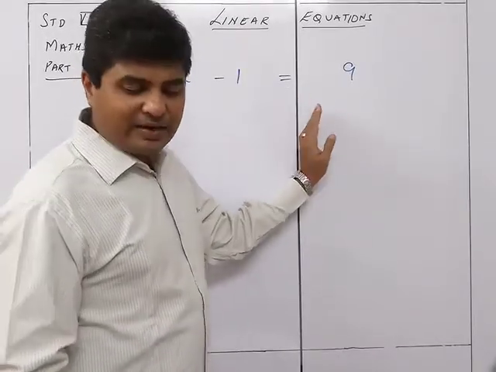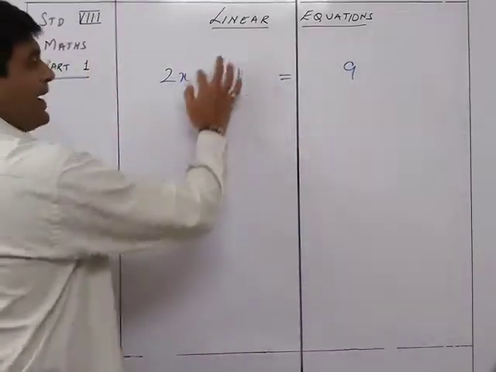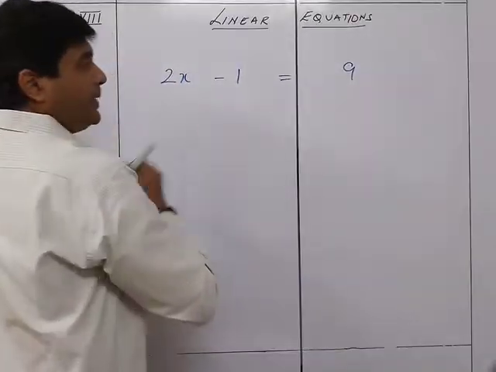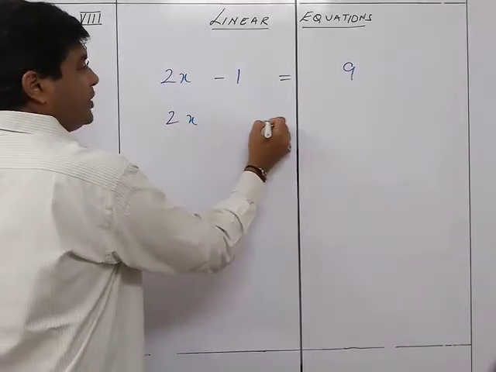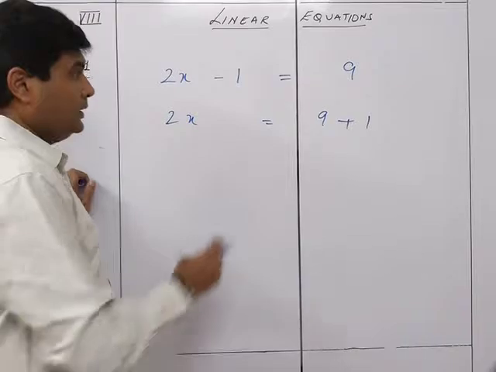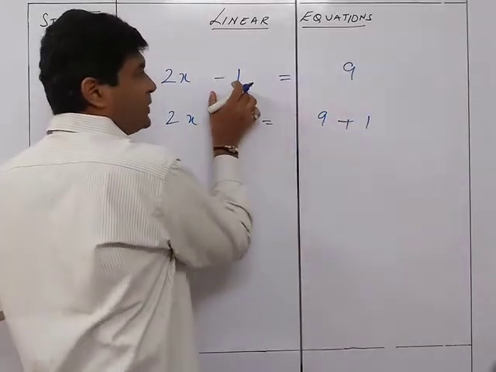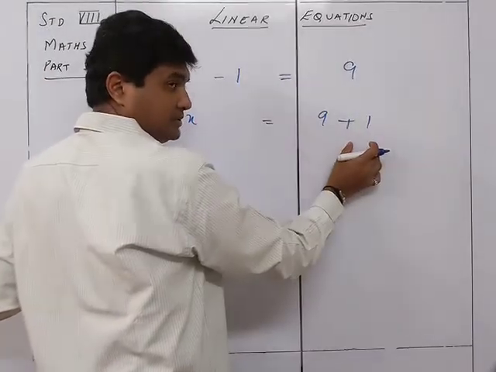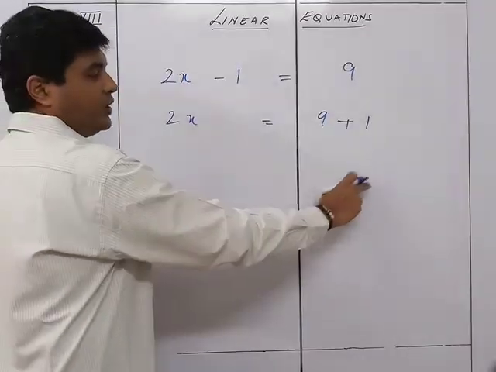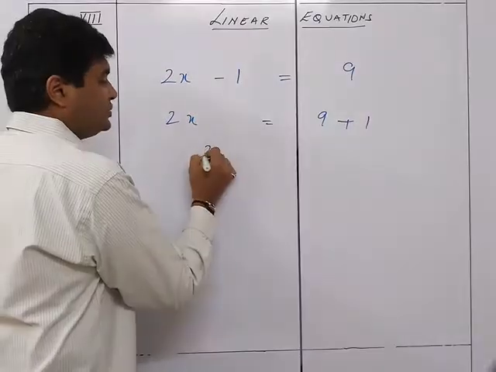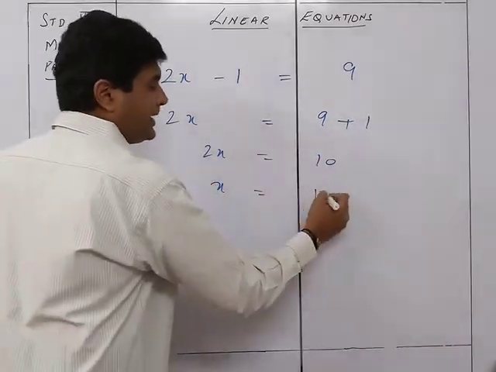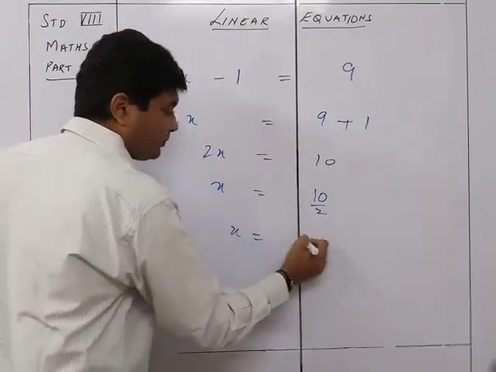If I consider the equal to sign as a mirror, what will happen? Here there is -1, so what will happen over here? When this goes on this side, it is going to be +1. So if this is 2x, it will become 9 plus 1. This, when it went to this side, the minus went over here to become plus. Got it? Similarly, here it is multiplication. If I want to bring it over here, I'll have to do division. So here it is 2x is equal to 10, and then x is equal to, this 2 goes here, it will be 10 upon 2. So x is equal to 5.